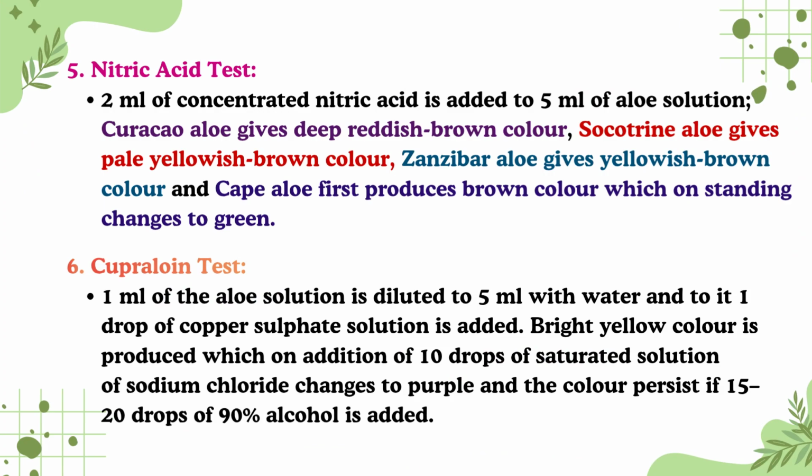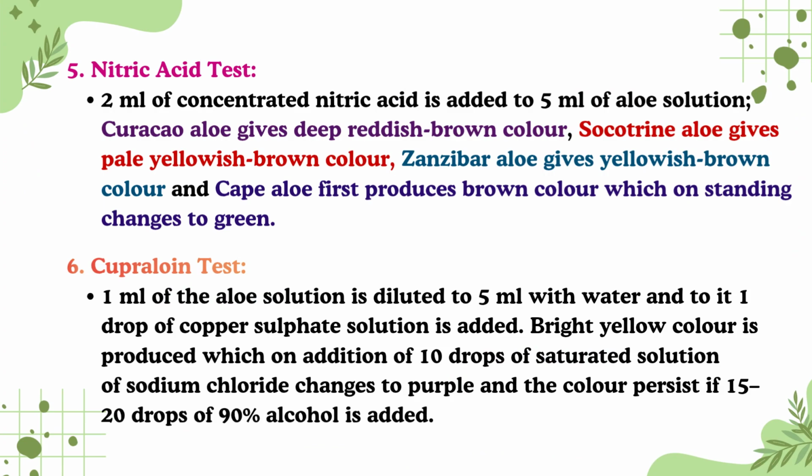5. Nitric acid test. 2 ml of concentrated nitric acid is added to 5 ml of aloe solution. Curaçao aloe gives deep reddish-brown color. Socotrine aloe gives pale yellowish-brown color. Zanzibar aloe gives yellowish-brown color and Cape aloe first produces brown color which on standing changes to green.